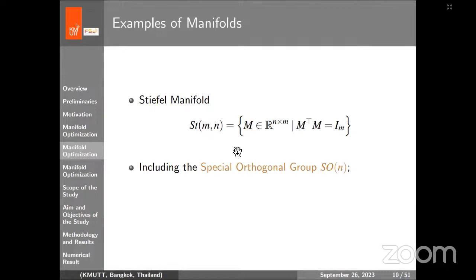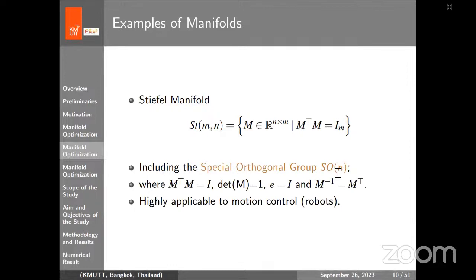And another special Stiefel manifold is called the special orthogonal group, which is normally used in robotic control problems and many other problems.